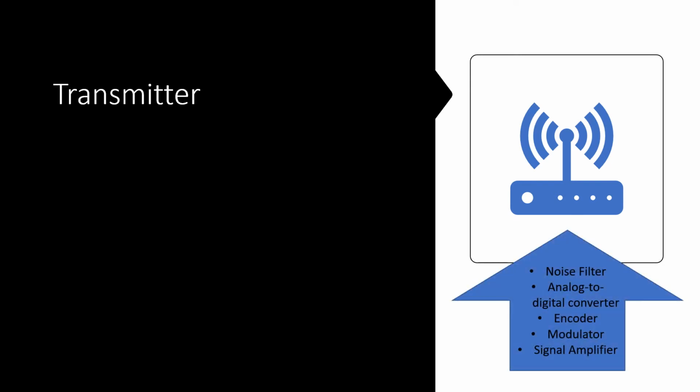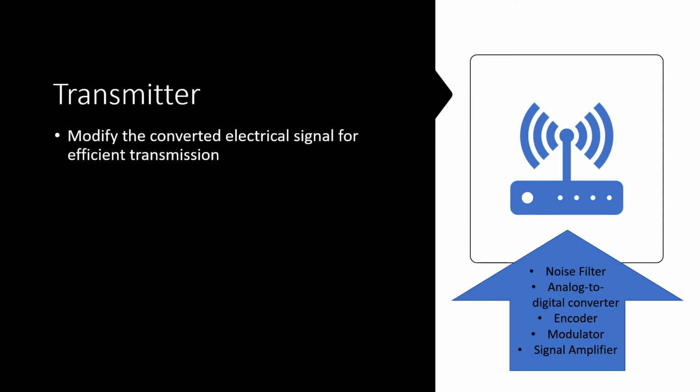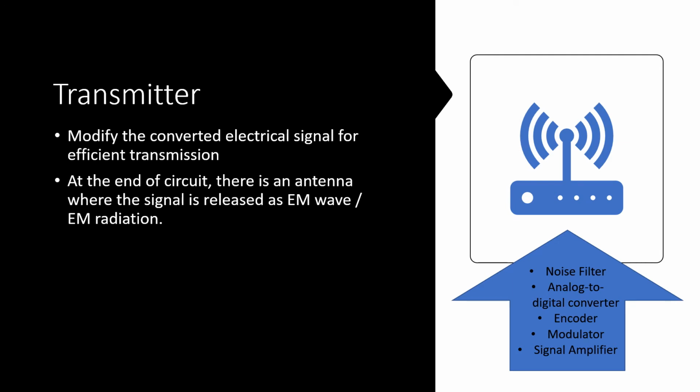Then, the signal will pass through an electronic circuit containing noise filter, analog to digital converter, encoder, modulator, and signal amplifier. After the amplification, the third element, which is the transmitter, will modify the converted electric signal from the source signal for an efficient transmission. At the end of the circuit, there is an antenna where the signal is released as electromagnetic wave or electromagnetic radiation.